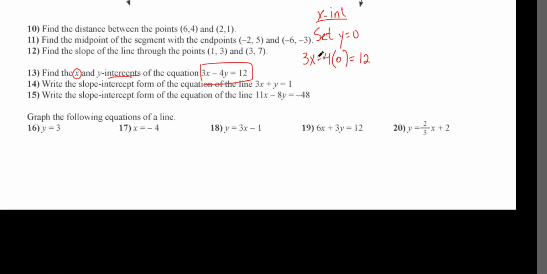Now let's do the math. What's 4 times 0? 0. So all I got is 3x equals 12. One step, divide by 3, x is 4.